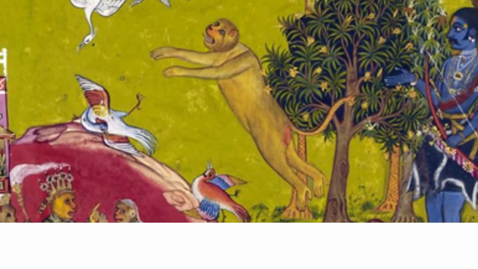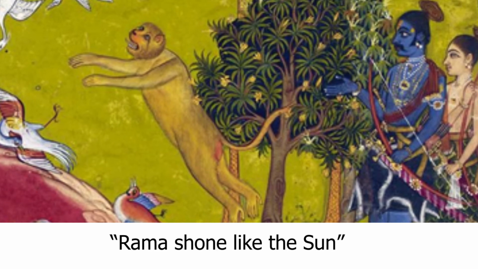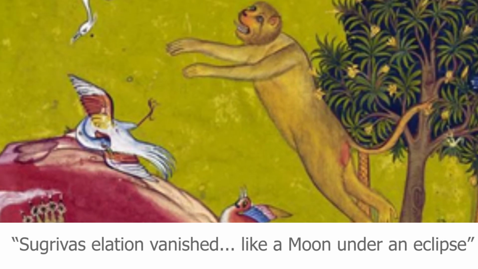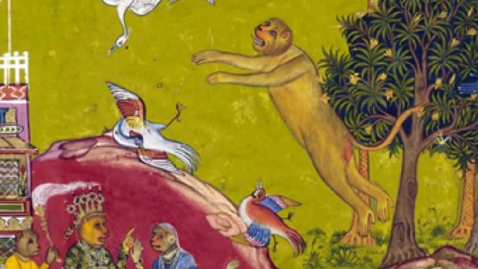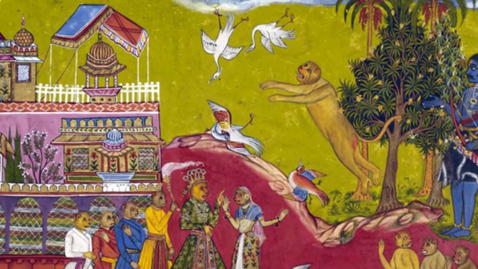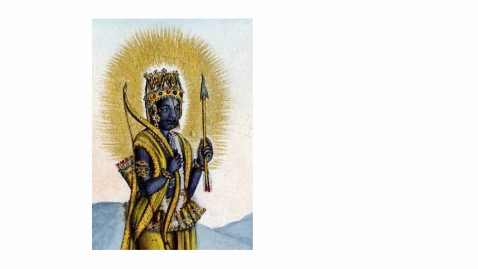Later, when Vali was killed by Ram, Valmiki wrote that Ram shone like the sun. And later in that same verse, Valmiki also wrote that Sugriva's elation vanished before Vali's affection, like a moon under an eclipse. So there's three very specific references to astrology in the Ramayan, and it's all written by Valmiki in verse format. So there's a couple different ways to look at the Ramayan itself.